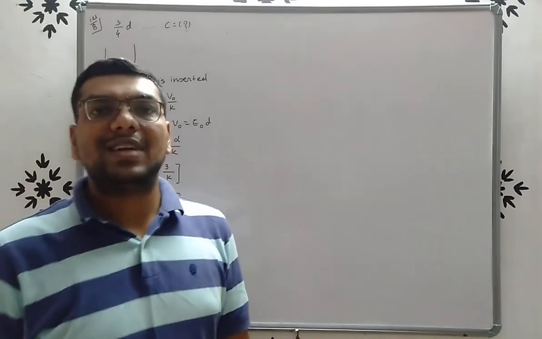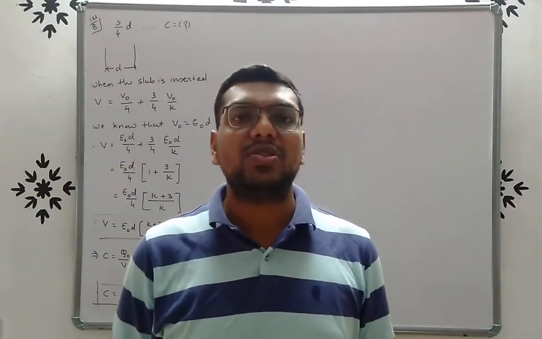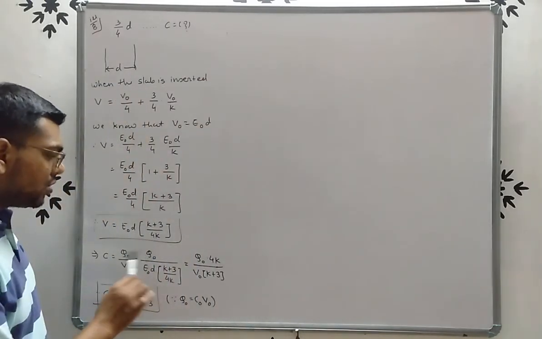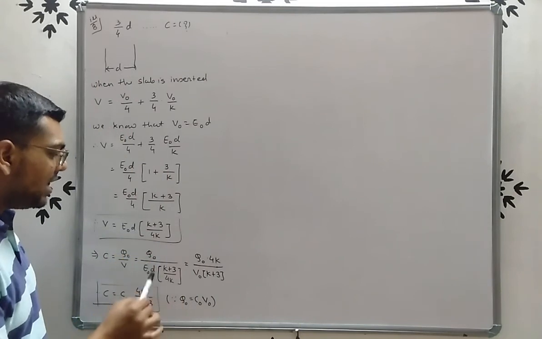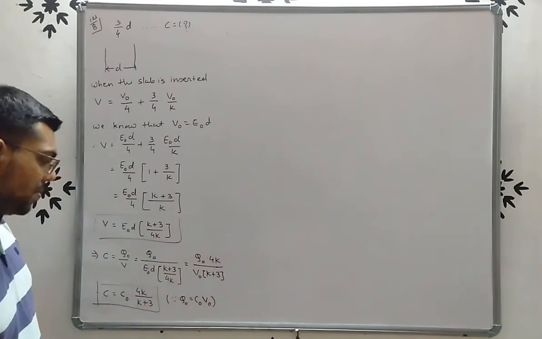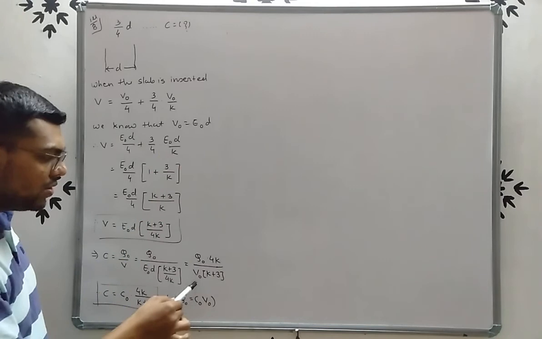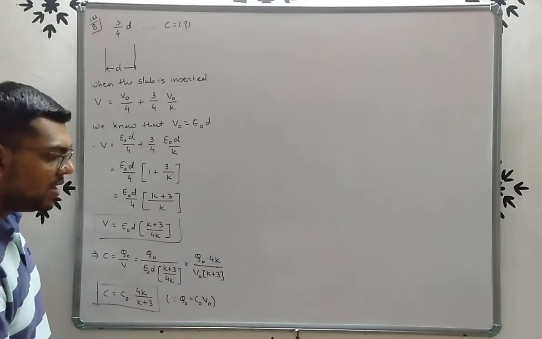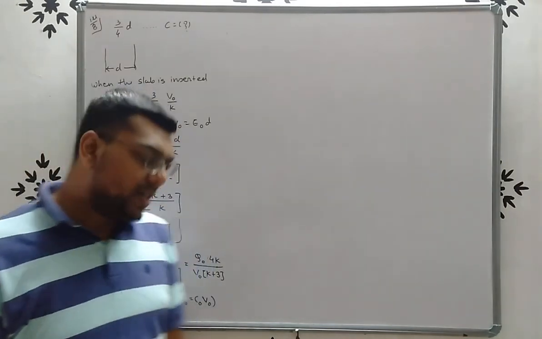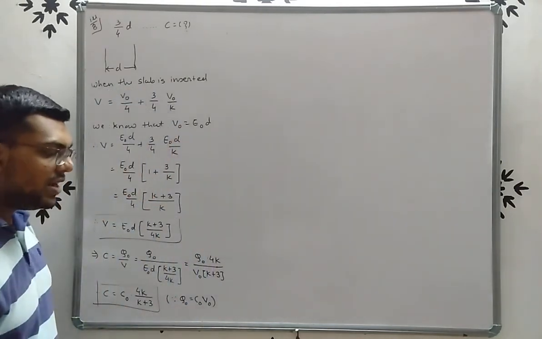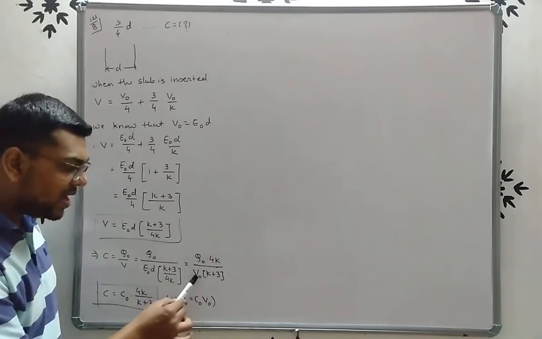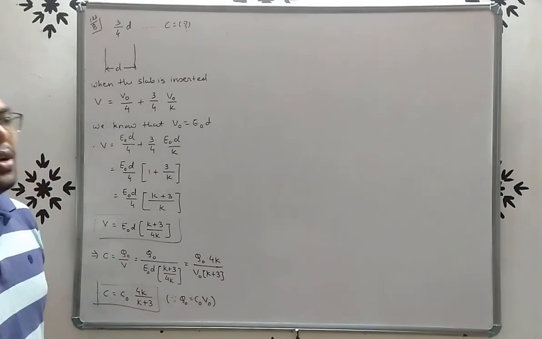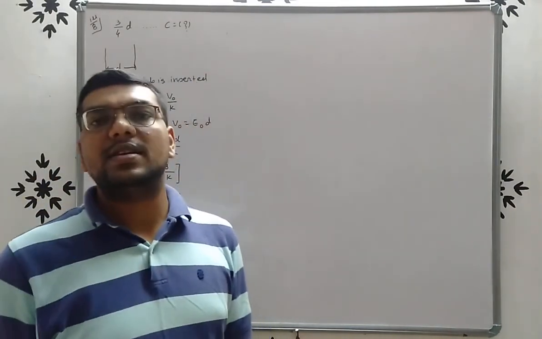Now to find out capacitance, we already know that Q is equals to CV. So C is equals to Q0 by V, that is Q0 by E0D into K plus 3 by 4K. But E0D is V0, so Q0 by V0 into 4K upon K plus 3. In the initial condition Q0 is equals to C0 into V0, so Q0 by V0 is C0. So capacitance C is equals to C0 into 4K upon K plus 3.